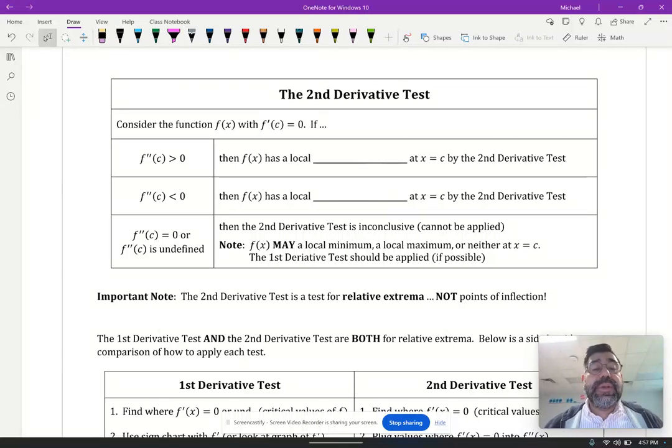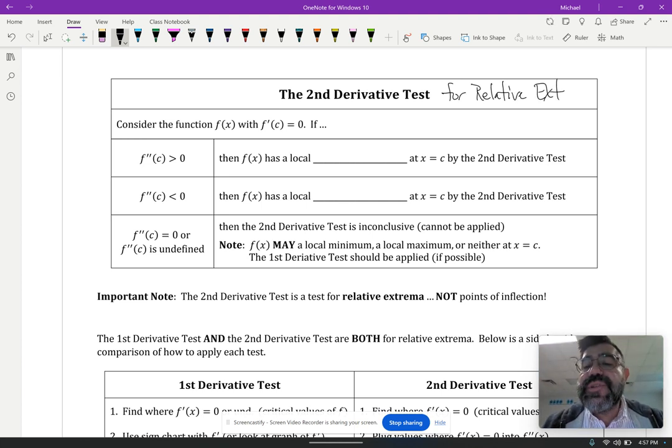All right, good people, here we go. The second derivative test. And I'm going to add something here. I'm going to ask you to save it in your brain. The second derivative test for relative extrema. We're still looking for relative minimums and maximums. This is the second derivative test for relative extrema, just like we had the first derivative test for relative extrema.